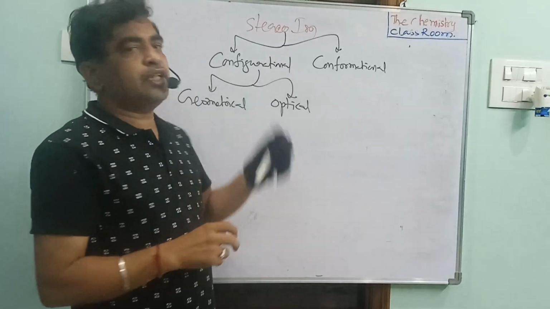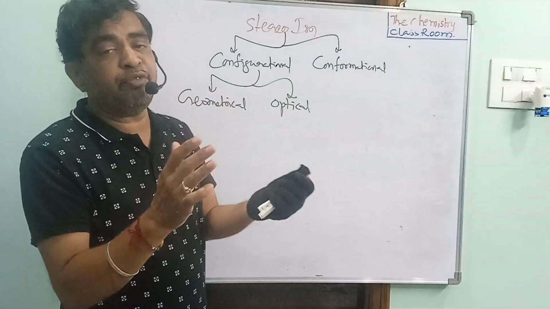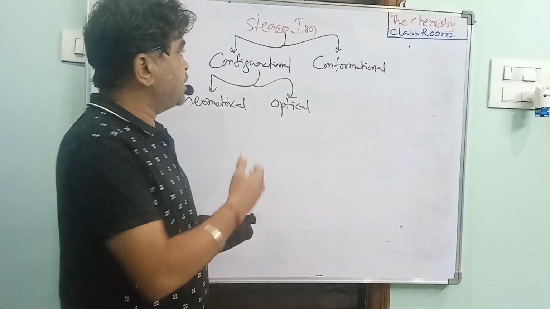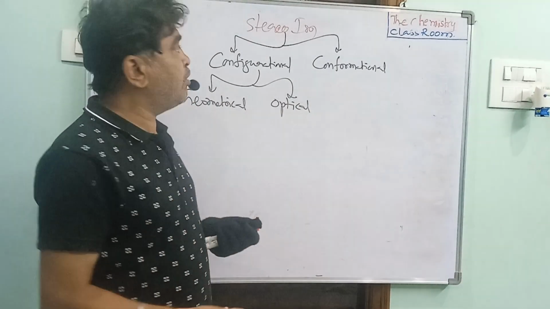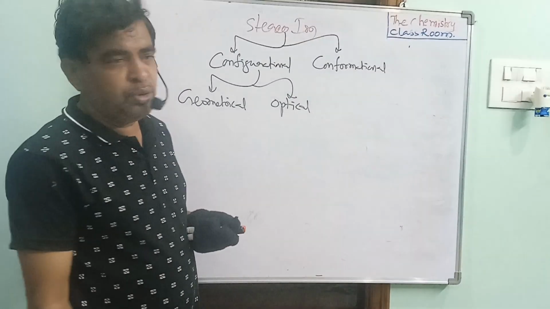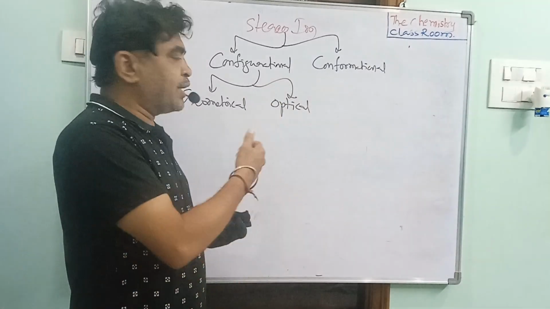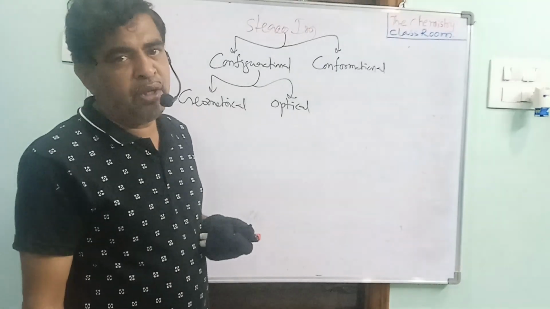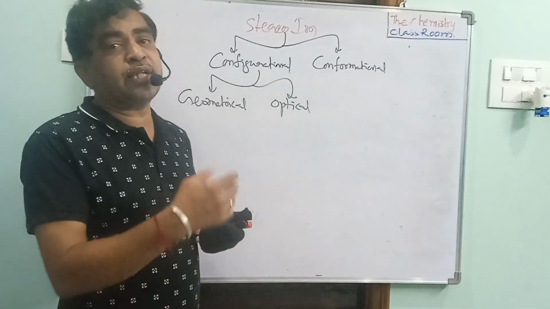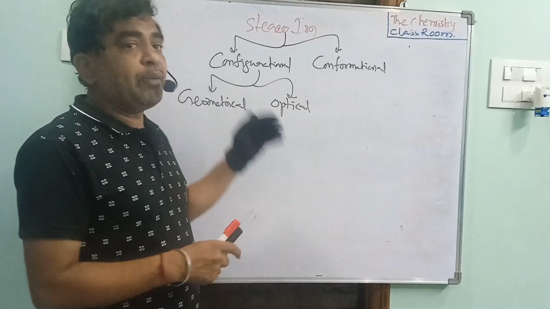So in stereoisomerism, the isomers differ based on the spatial arrangement. Those isomers are called stereoisomers, and the phenomenon is called stereoisomerism. So I am classifying stereoisomerism into two: the one is configurational, the second is conformational. Again the configurational isomerism we classified into two: the one is called geometrical isomerism, the second is called optical isomerism. So what are they? One by one we discuss.